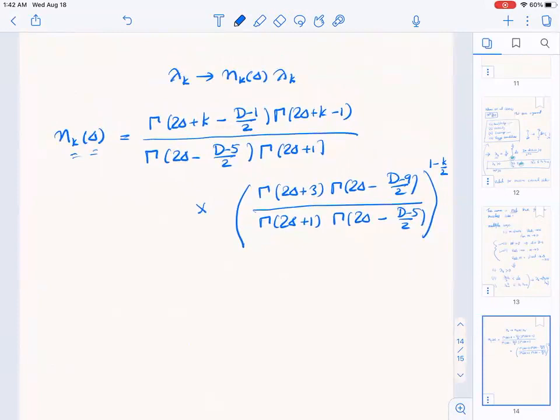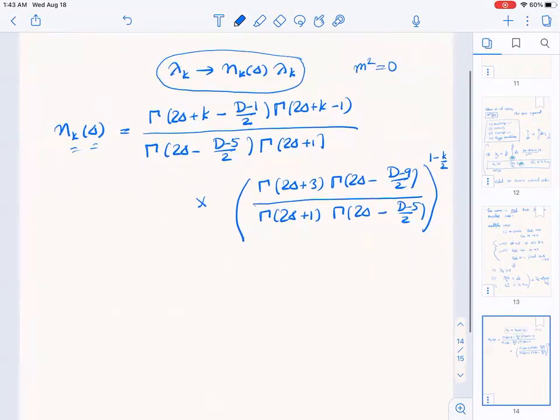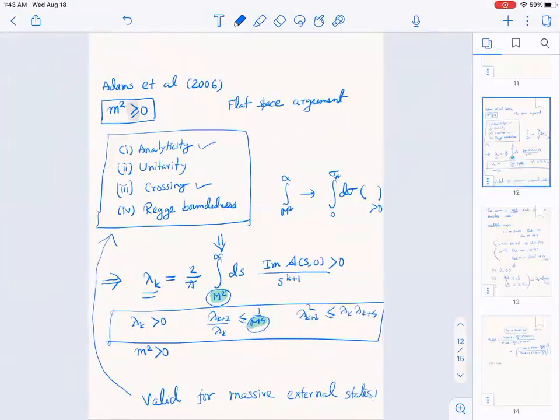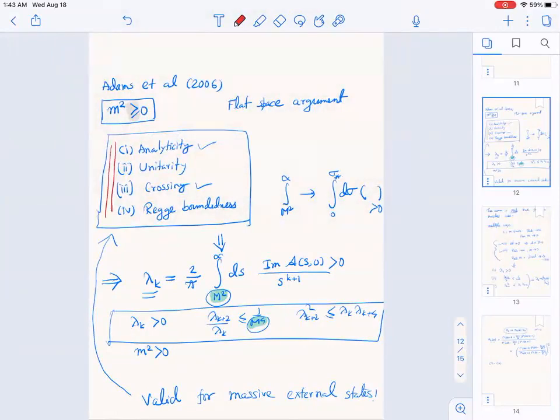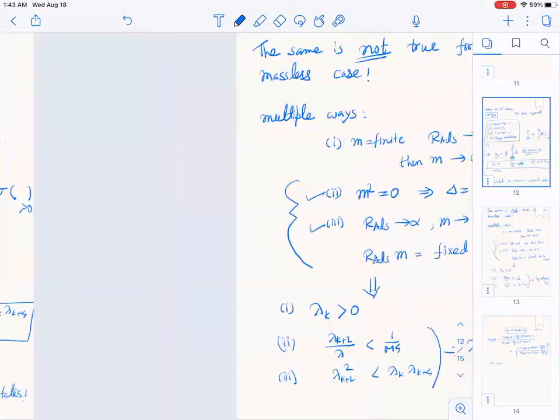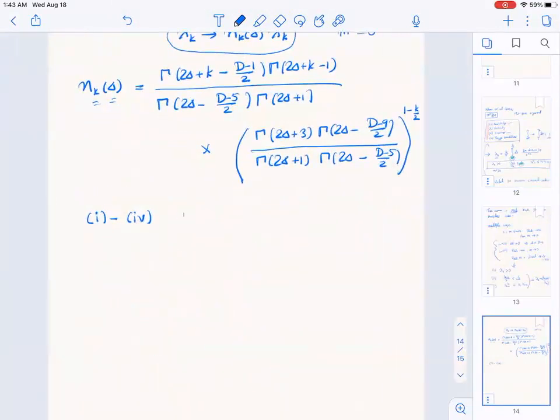So because of this rescaling for the massless case, these are actually strictly weaker than the bounds for the massive case. So what does that mean? One possibility is that the assumptions that were used to derive the flat space dispersion relations, which are these assumptions here, are probably not valid for massless external states.